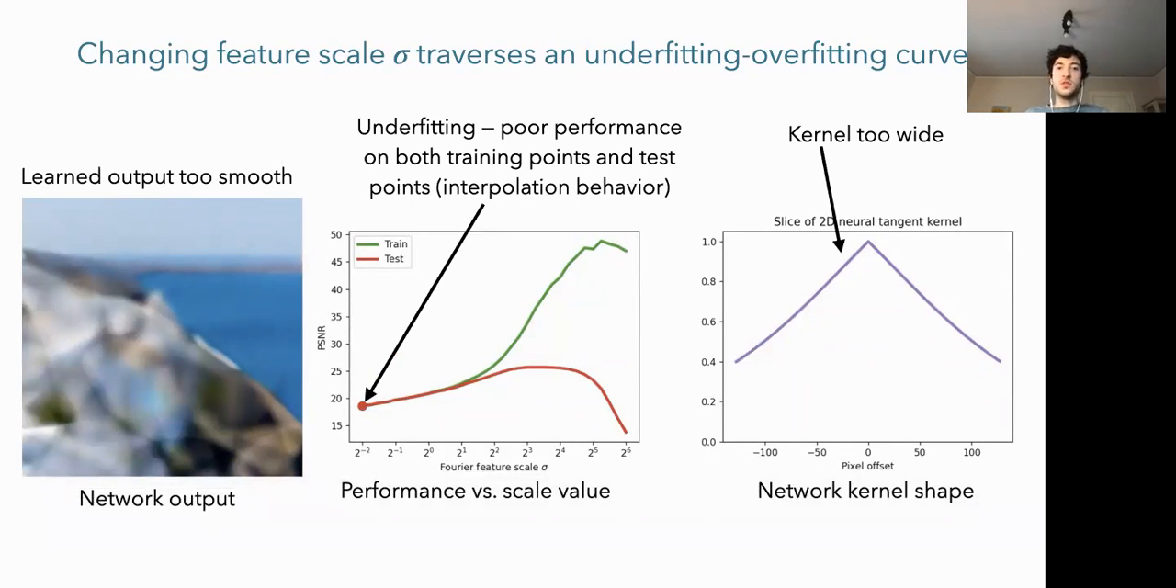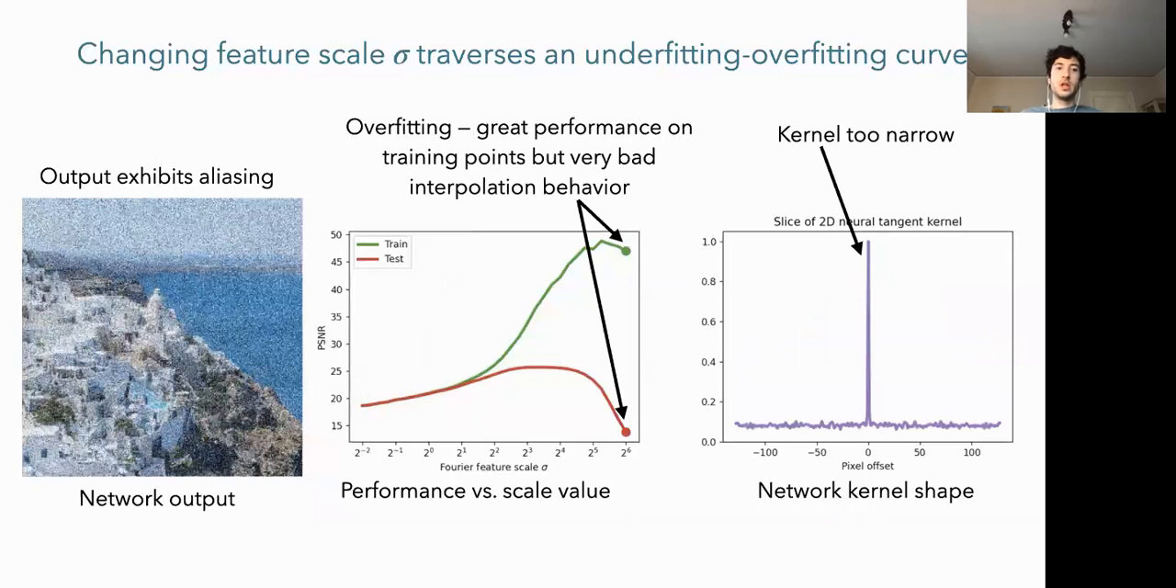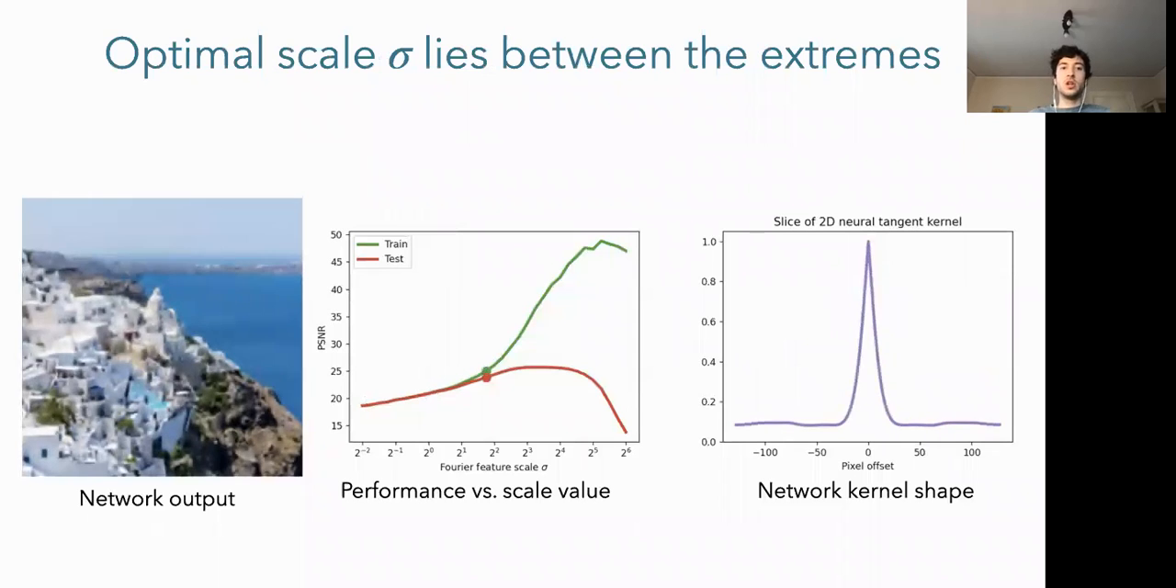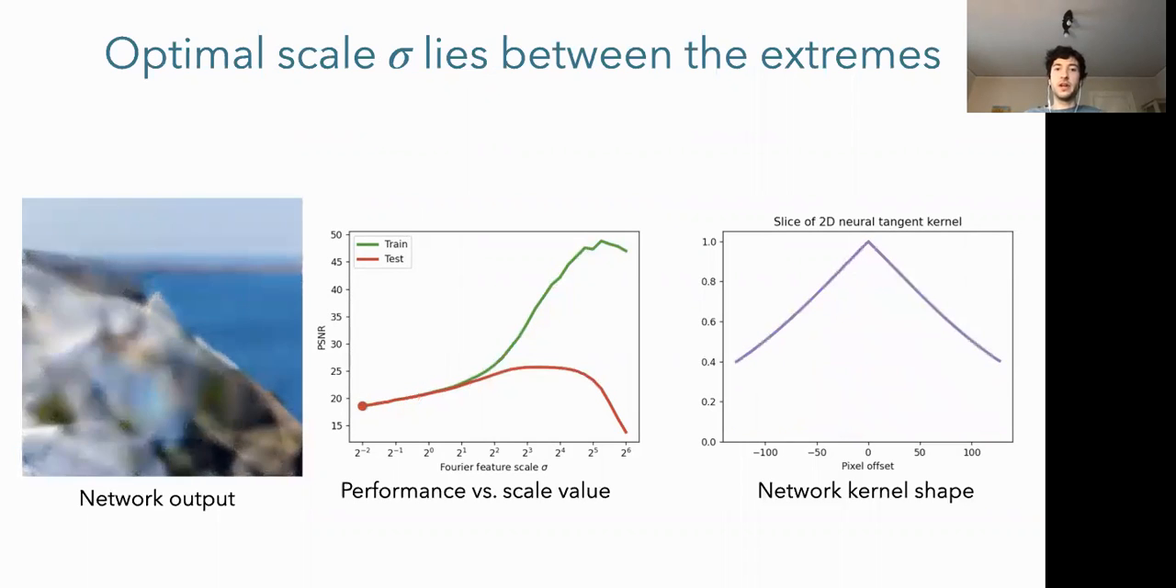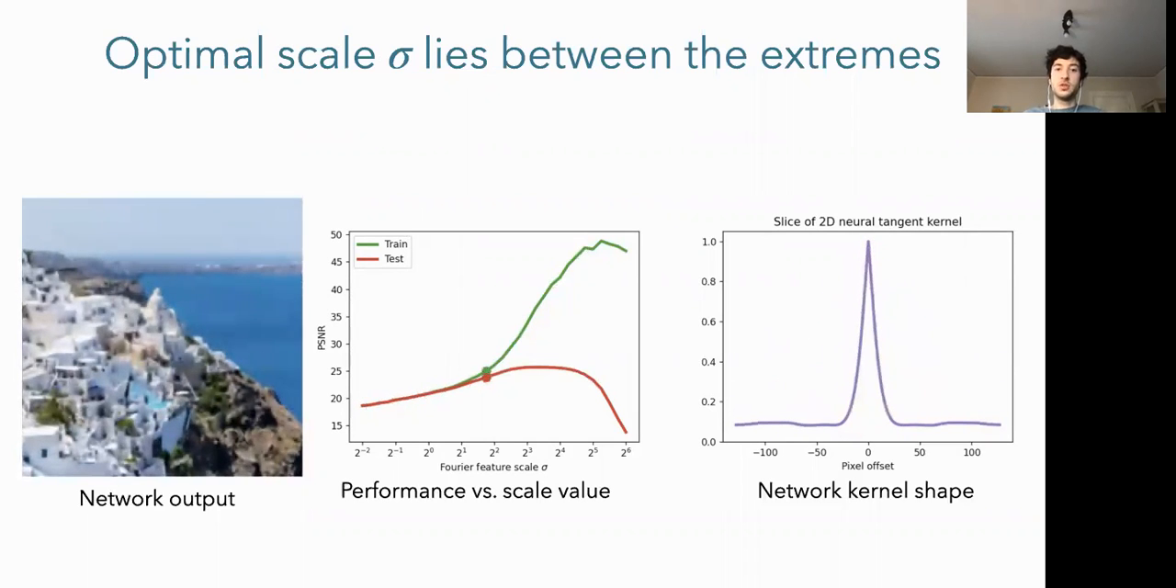When the scale is too small, the network struggles to learn the high frequencies, and we get an over-smoothed output. When it's too high, the network overfits and then exhibits bad high-frequency aliasing. So we find that for this task and many others, a simple grid search can suffice to find the best scale value. And just to remind you again, all this variation is created from just changing this single scalar parameter.